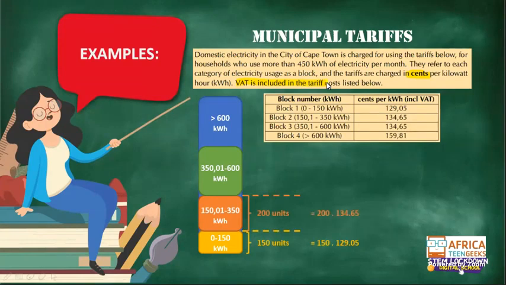So there we see that our 200 units are charged at 134.65 cents. Our third block is a total of 250 units, and that is actually also charged at 134.65 cents. Okay, so there isn't really a difference between 150 and 300 and 350 and 600. It's only when you go over 600 that there's a big jump and it becomes more expensive.